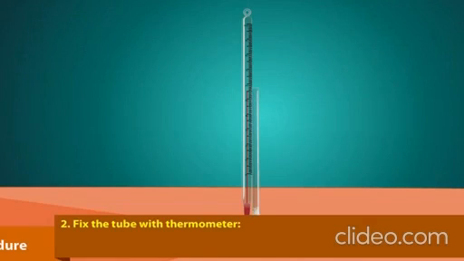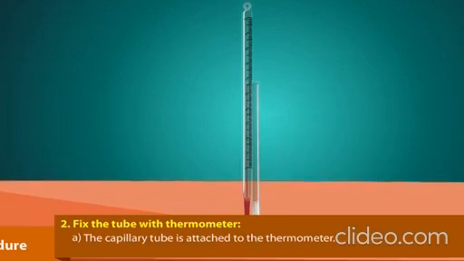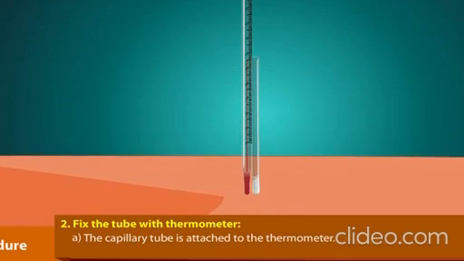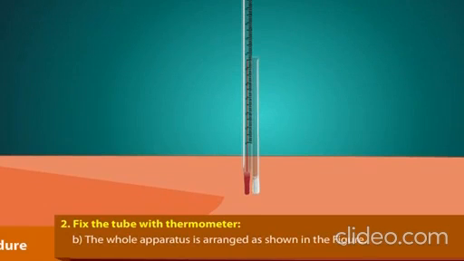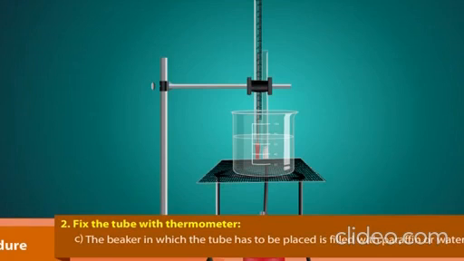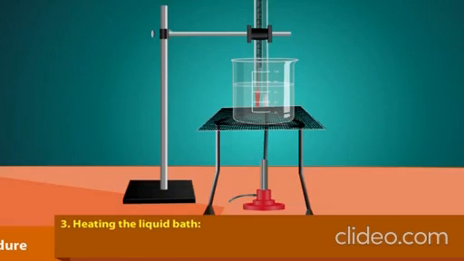Fix the tube with the thermometer. A. The capillary tube is attached to the thermometer. B. The whole apparatus is arranged as shown in the figure. C. The beaker in which the tube has to be placed is filled with paraffin or water. Heating the liquid bath. A.